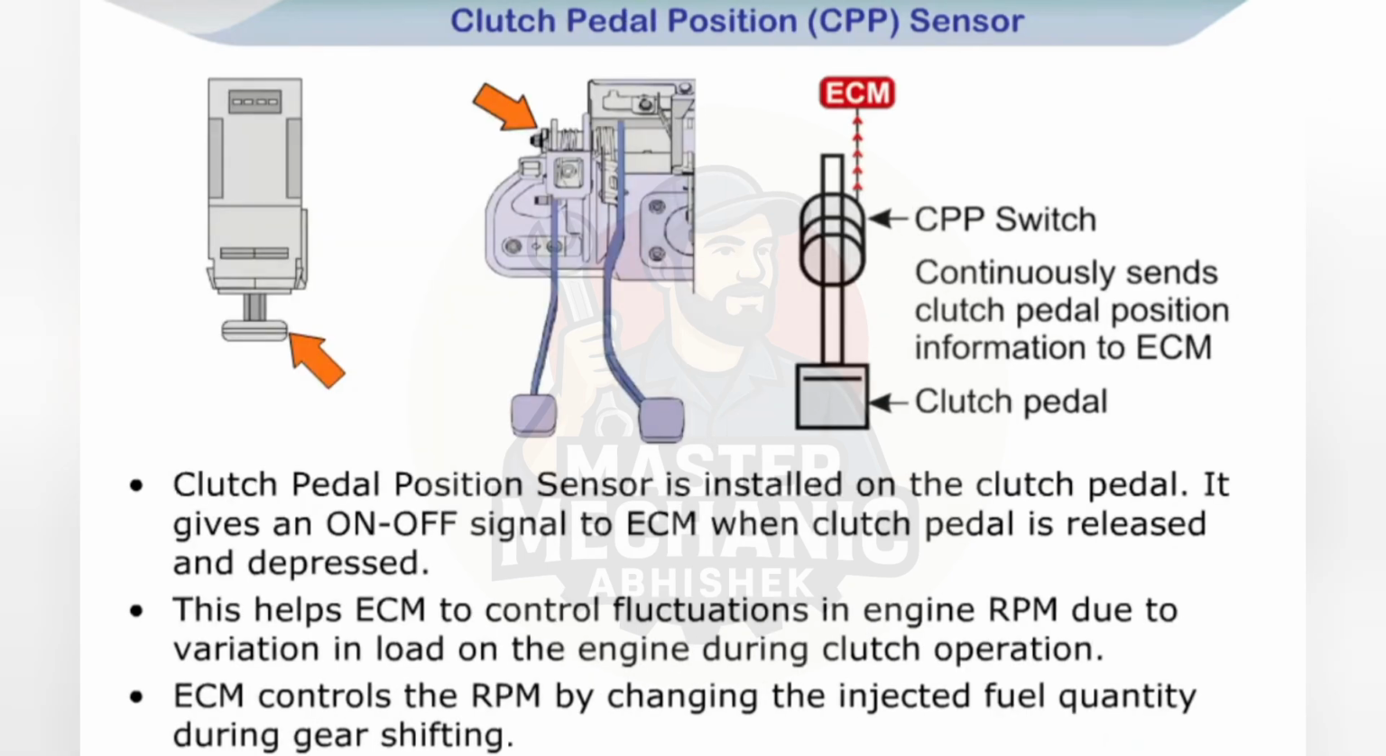Clutch pedal position sensor is installed on the clutch pedal. It gives an on-off signal to ECM when clutch pedal is released and depressed. This helps ECM to control fluctuations in engine RPM due to variation in load on the engine during clutch operation. ECM controls the RPM by changing the injected fuel quantity during gear shifting.